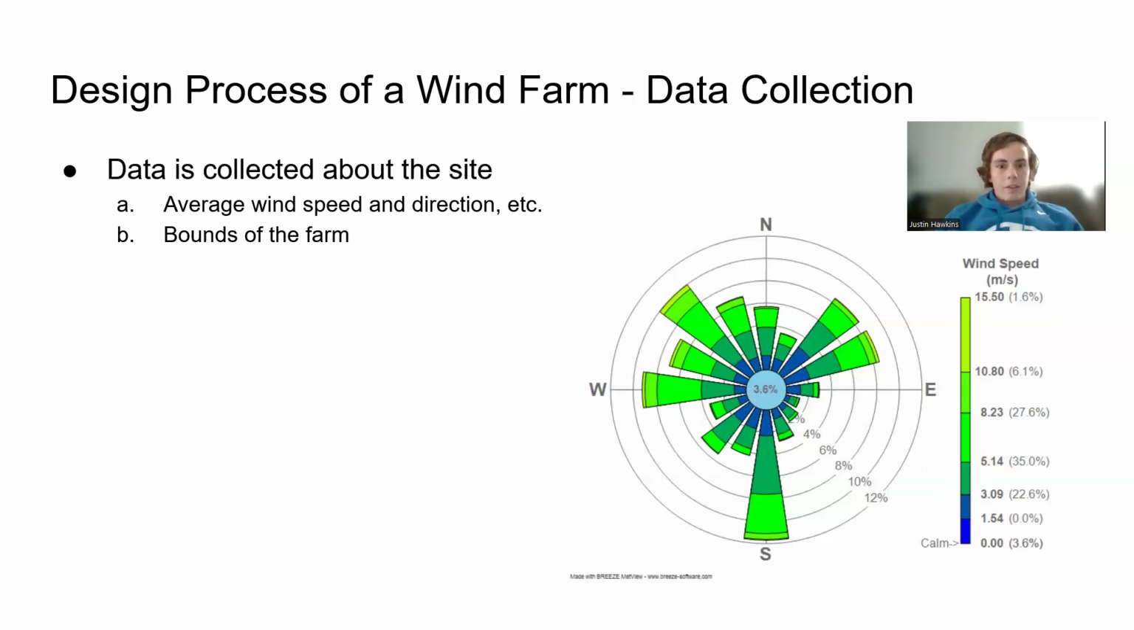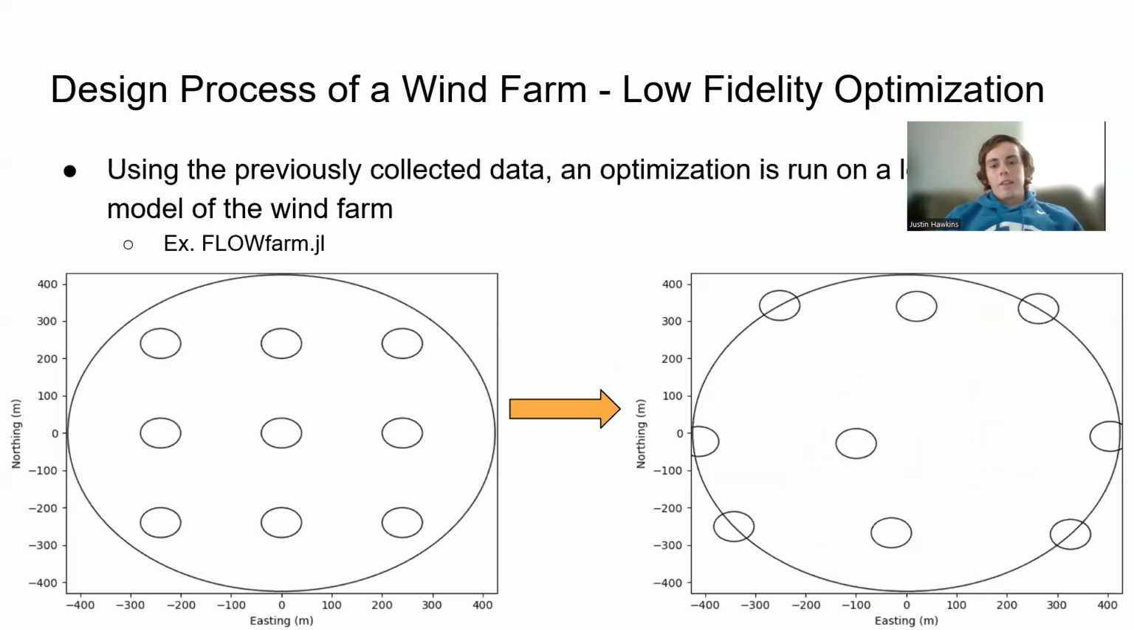So after significant data is collected about the site, the next step is a low fidelity optimization of the wind farm. Generally, these are optimized to maximize energy production, but usually constrained with things such as the geographical bounds and costs, sometimes things like that.